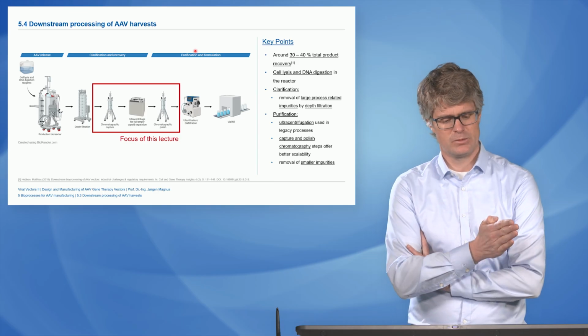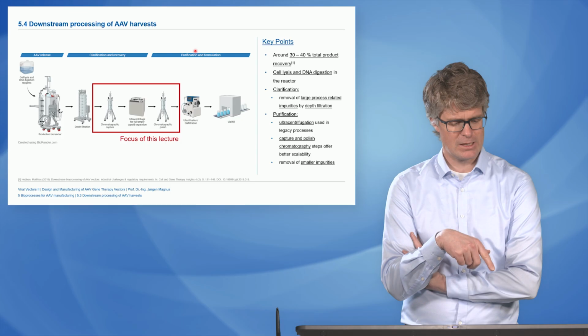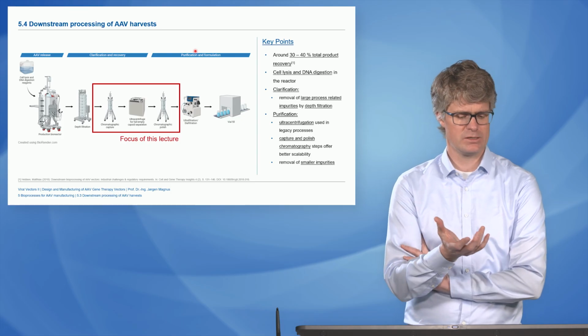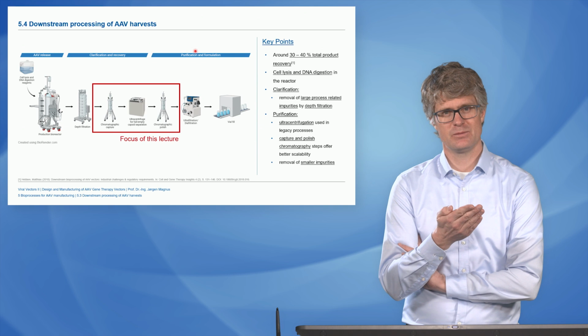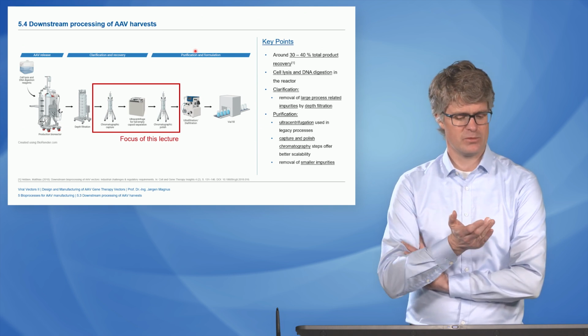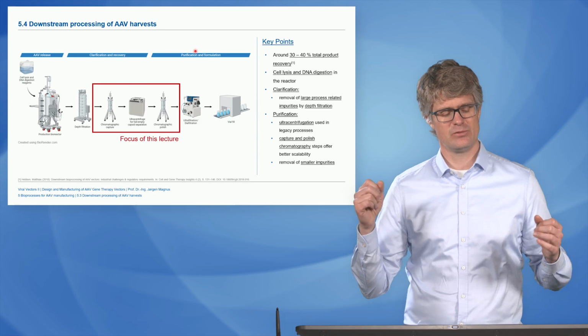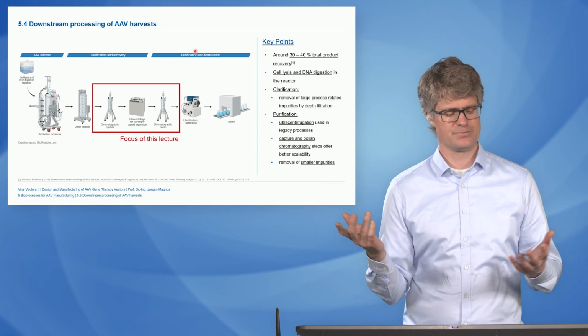Some serotypes tend to remain inside the cells and some tend to escape the cells outside. But in some cases, you might have half your product inside the cells, in which case it makes sense to do a cell lysis. So add a detergent or something else that breaks the cells and releases the AAV vectors inside the cells into the medium.